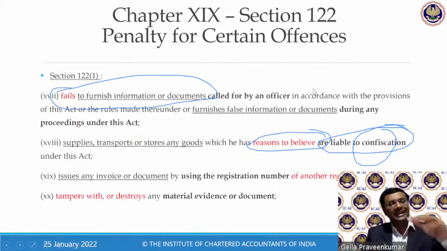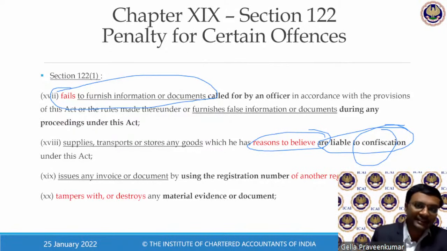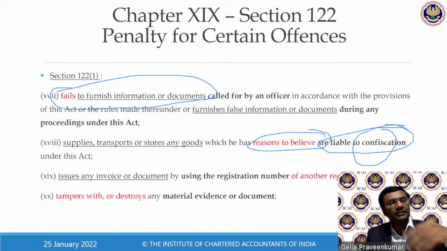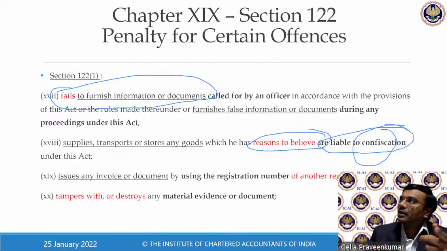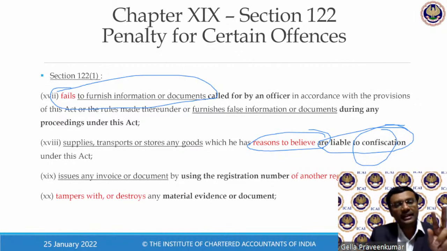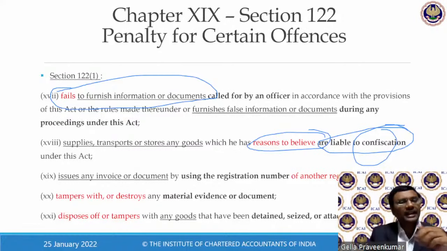Tampers or destroys the material evidence or document. If you recollect section 67, inspection, search and seizure. Evidence which was collected was tampered with, was destroyed. There was this movie called Drishyam, one of the very good sequels which has come in a second series. In this second movie, Drishyam 2, the so-called leading hero tampers the evidence which is in the custody of an officer. Tampering or destroying evidence or a document, either at the officer's premises or at any other location.